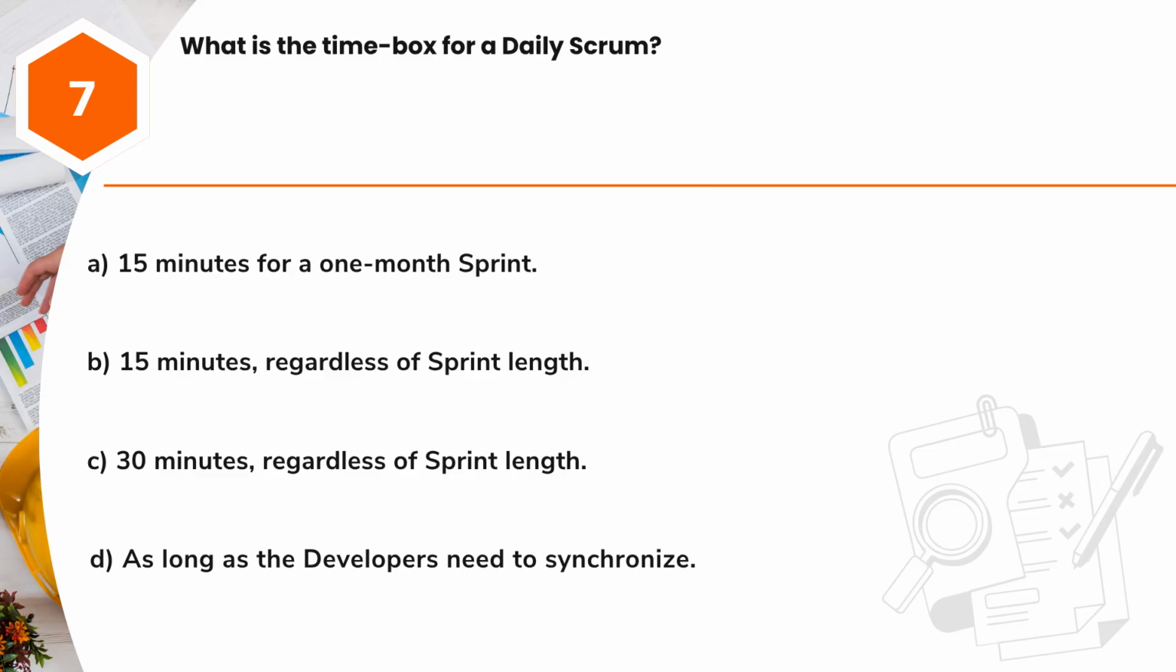A. 15 minutes for a 1-month sprint. B. 15 minutes, regardless of sprint length. C. 30 minutes, regardless of sprint length. D. As long as the developers need to synchronize.